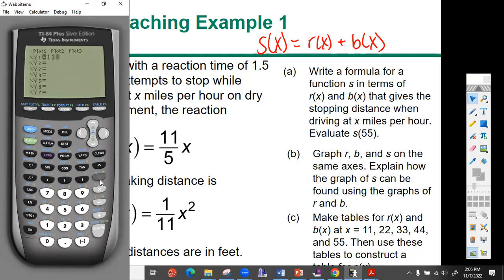So we're going to graph 11/5 x, and we're going to graph 1/11 x squared, and then we're going to graph them combined. So we're graphing 11/5 x plus 1/11 x squared.